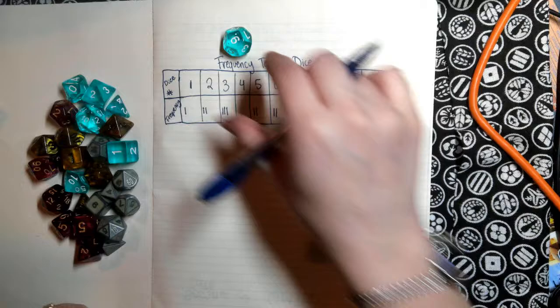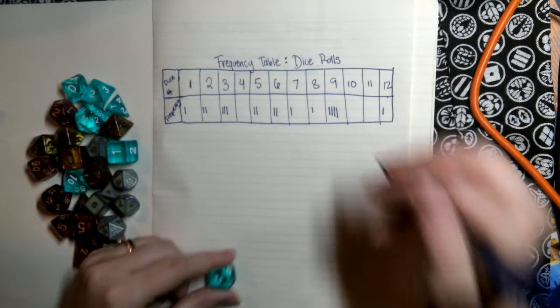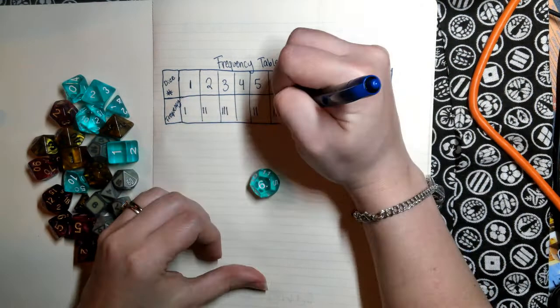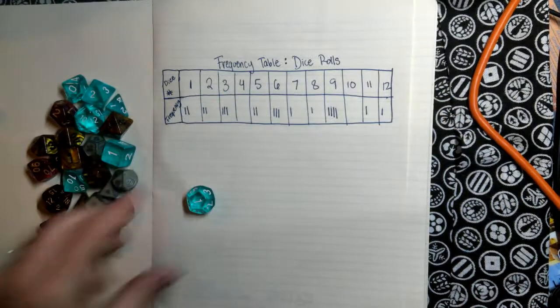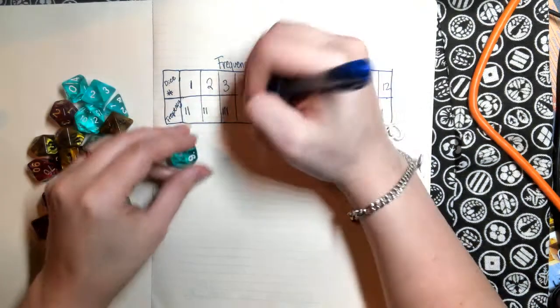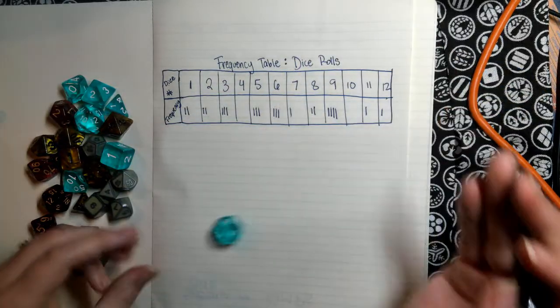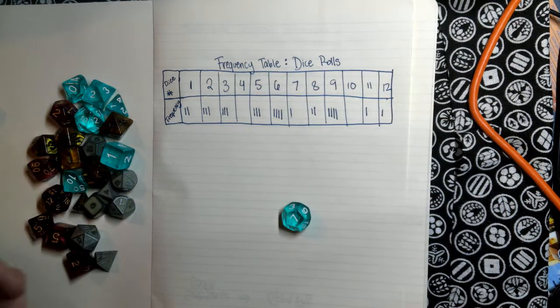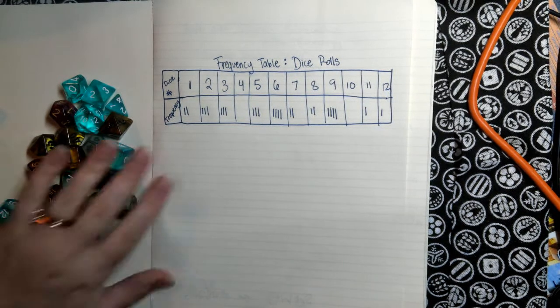16. 17. 18. 19. 20. Oops, I didn't do anything. 21. So close. 22. 23. 24. And 25. Okay. So, I have all my data.